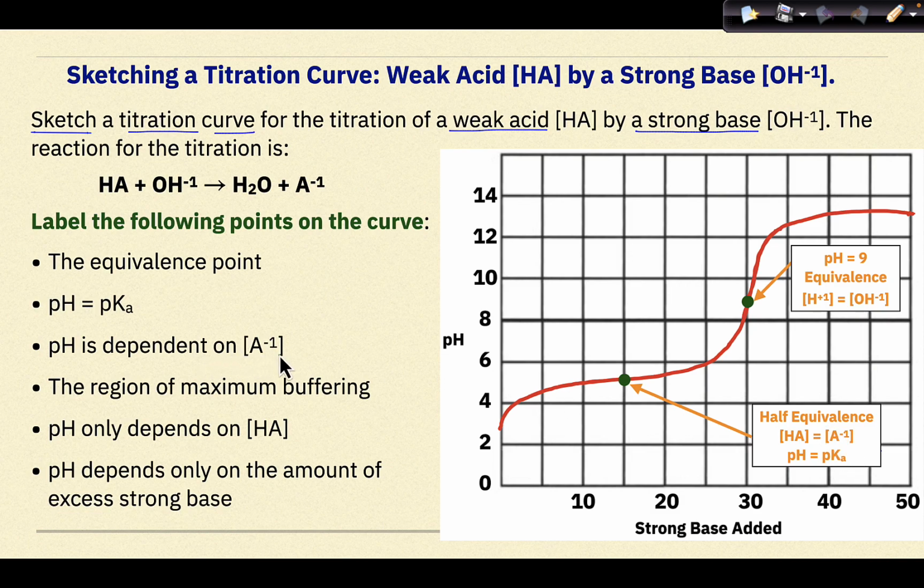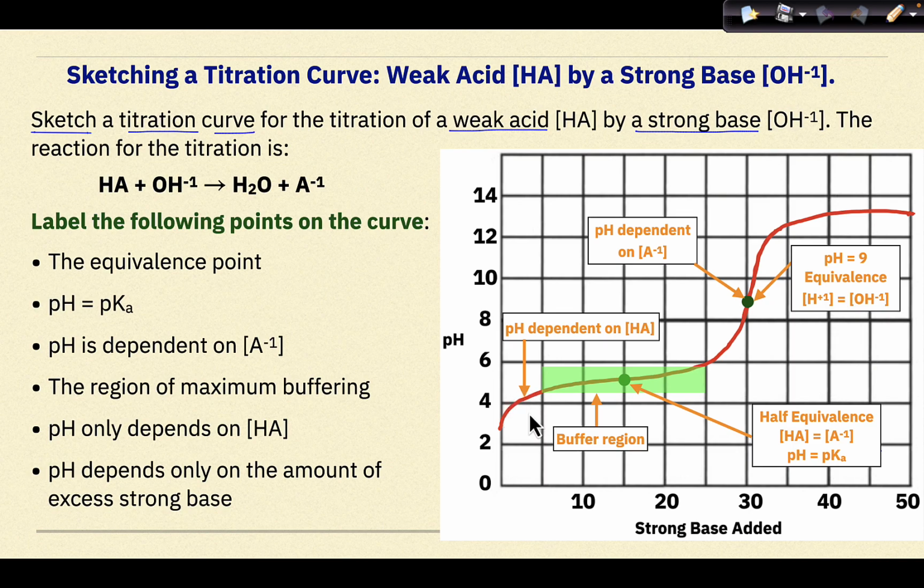The next point is where pH is dependent on the concentration of the weak base. That's located right at this point of equivalence, where all of the weak acid has been consumed, and the only remaining part of the weak acid is the conjugate base. The region of maximum buffering is located in this region of the graph. pH only depends on the concentration of the weak acid. That's going to be at the very beginning of our titration curve. And pH depends only on the amount of excess strong base. That's going to be located in this area of the graph right here.